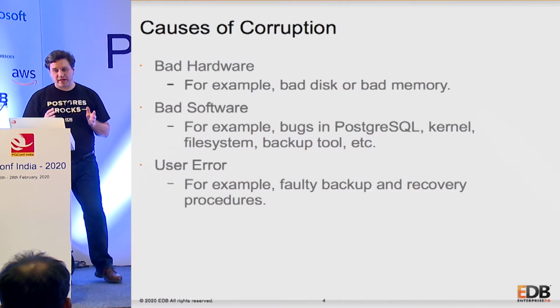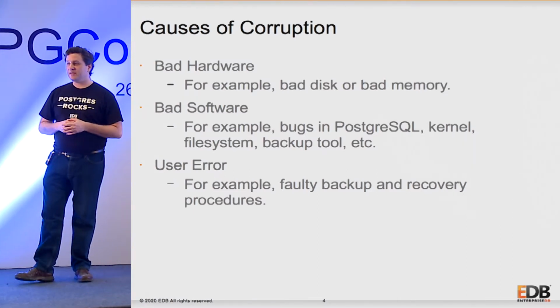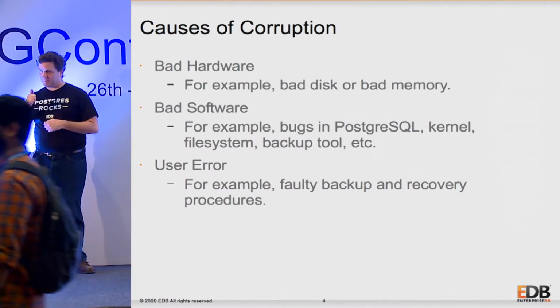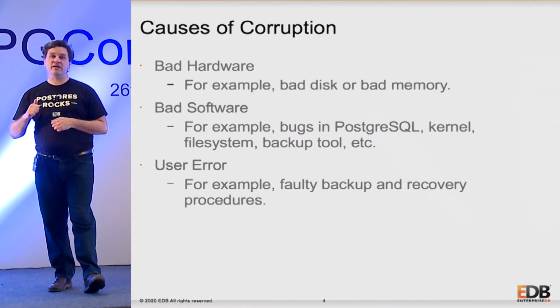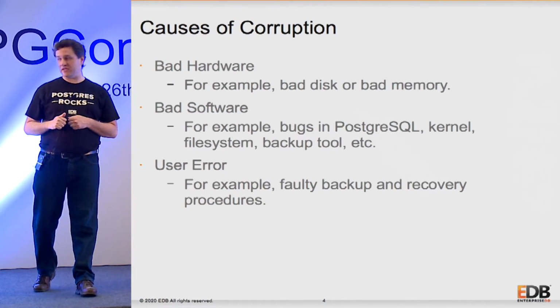So how can this happen? Basically, there are three ways that your database can become corrupted. The first is that you might have bad hardware. For example, you might have a bad disk. Or, and we have seen actual examples of this, you might have bad memory that corrupts the data before it ever even reaches your disk.